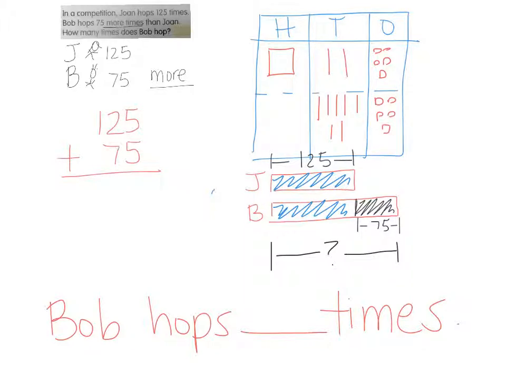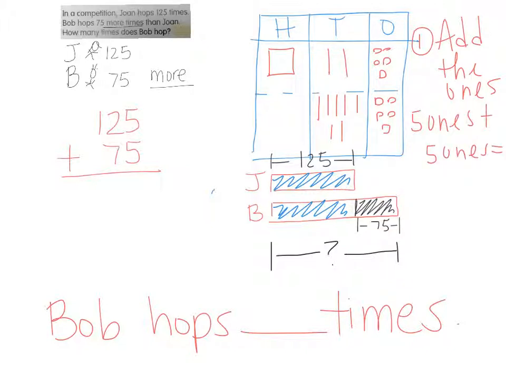Now, what's my step 1? Okay, Miss Step, that's just going to put it right here. Step 1, add the ones. And let's see. 5 ones plus another 5 ones is how much, friends? 10 what? 10 ones. Okay.